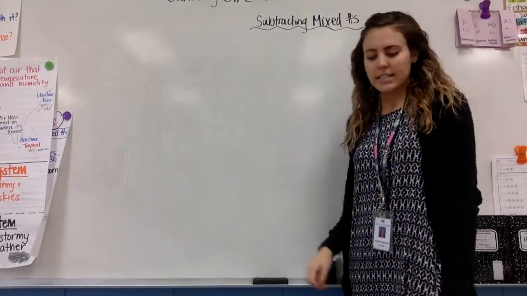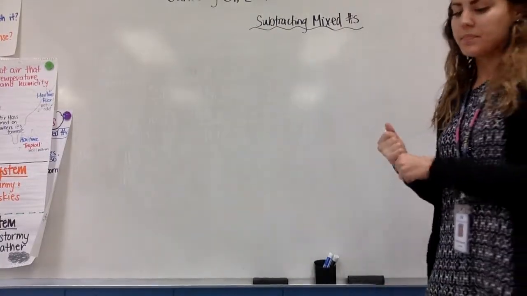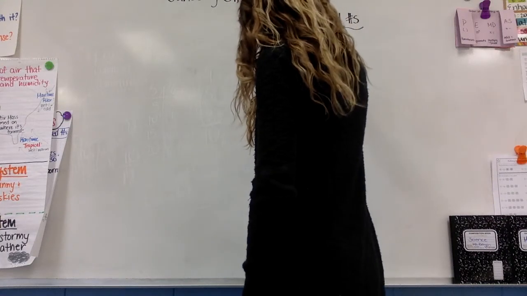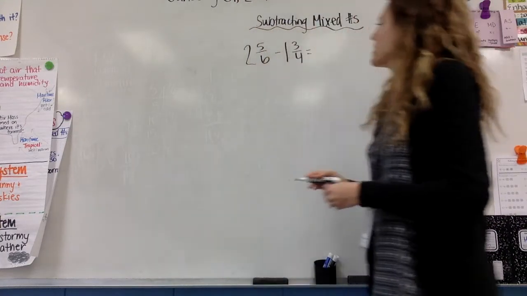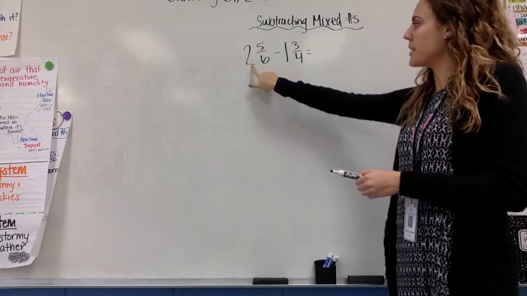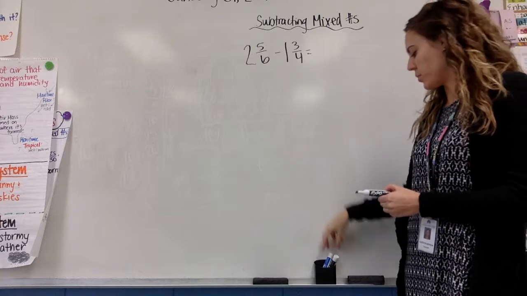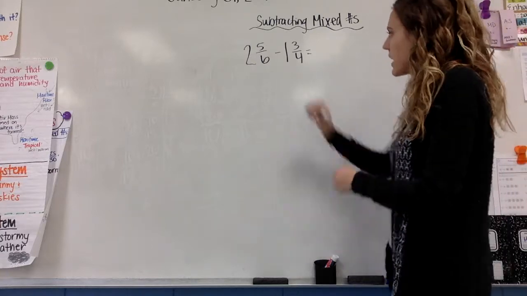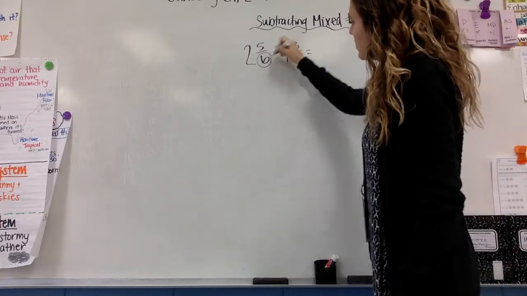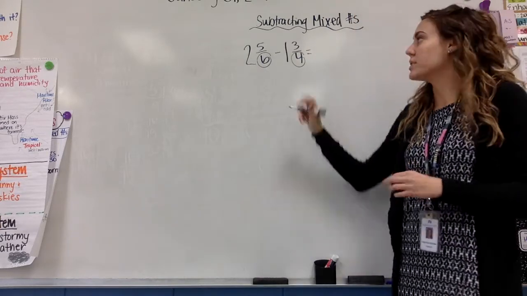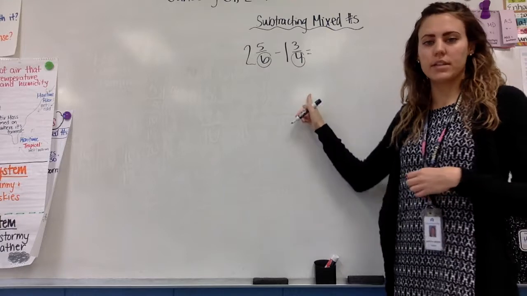Let's look at subtracting mixed numbers now. Okay, so we have two mixed numbers here. We have 2 and 5/6 minus 1 and 3/4. Just looking at these, I can see that they do not have the same denominator. So my first step with subtracting mixed numbers is to get these the same denominator.